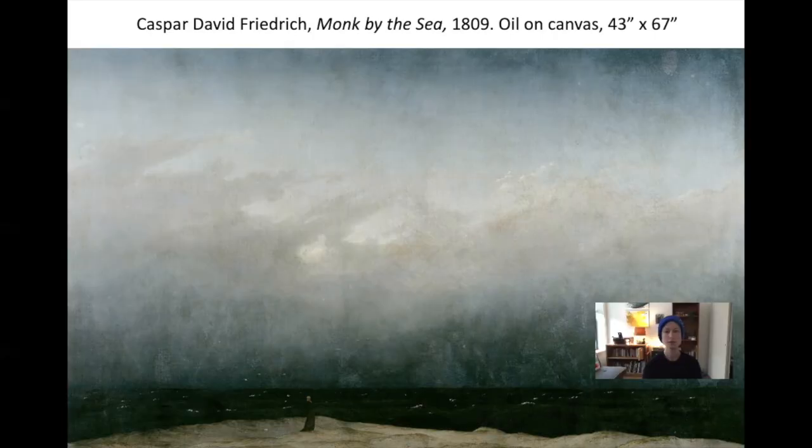Friedrich paints a seascape, but most of what we can see here is actually the sky, not the sea. The monk, can you see him down here? He's barely visible. He's just this tiny little blip on the horizon. The sea overwhelms the man who's standing at the shore, as if he's looking out into an abyss. Friedrich arranged the composition as if to communicate an emotional response to nature.